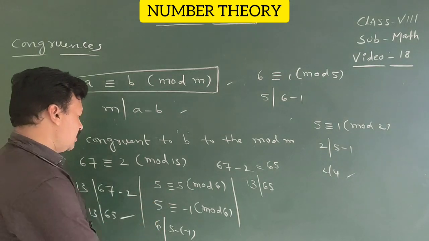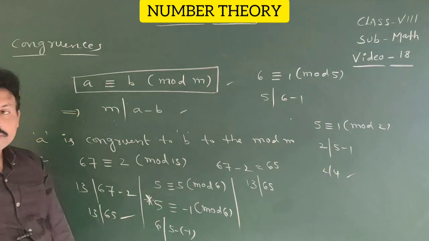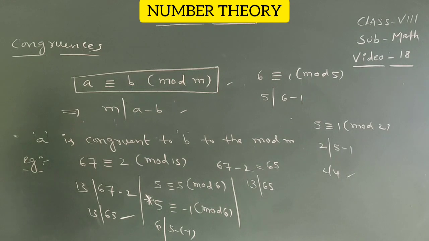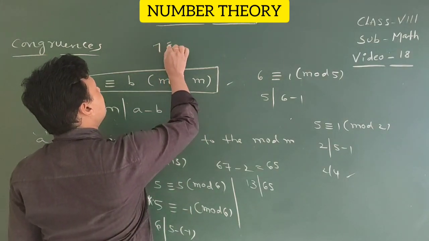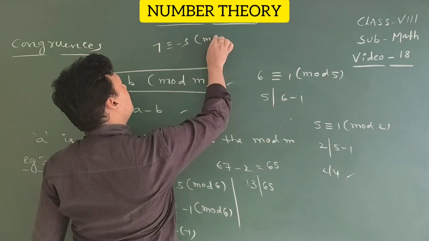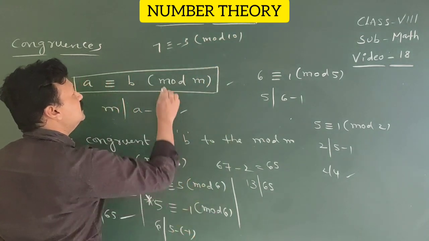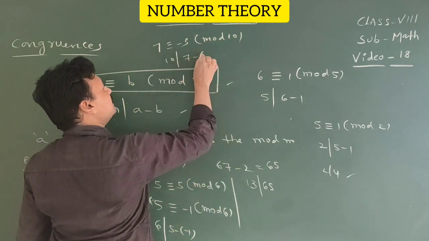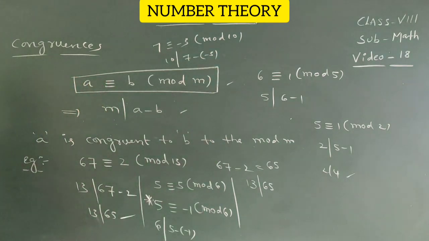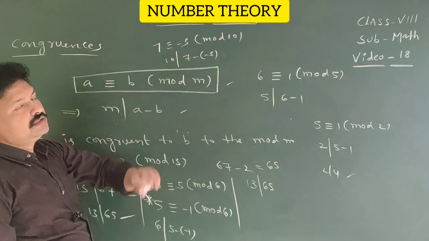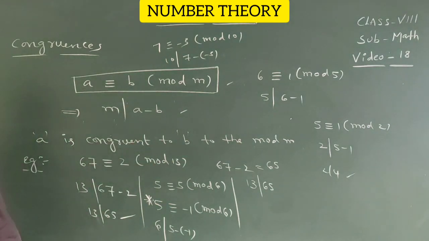Okay, here is the important one. 5 is congruent to minus 1 mod 6, which means 6 divides 5 minus of minus 1. Likewise, 7 is congruent to minus 3 mod 10, which means 10 divides 7 minus of minus 3, meaning 10 divides 10. These are the refined statements of divisibility.